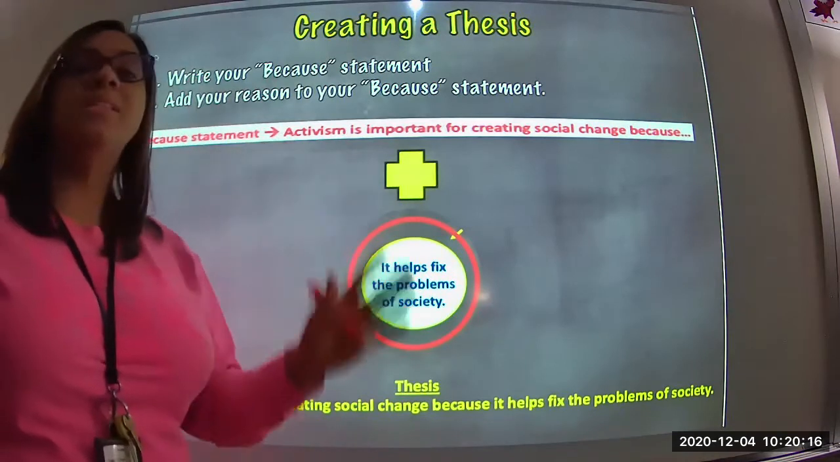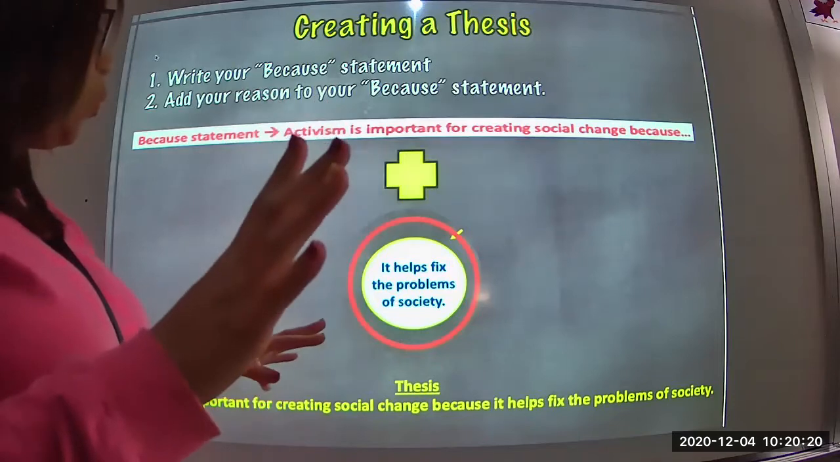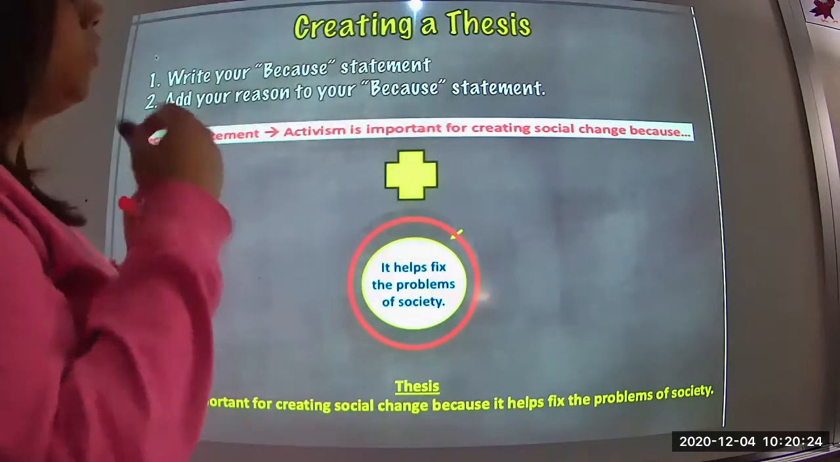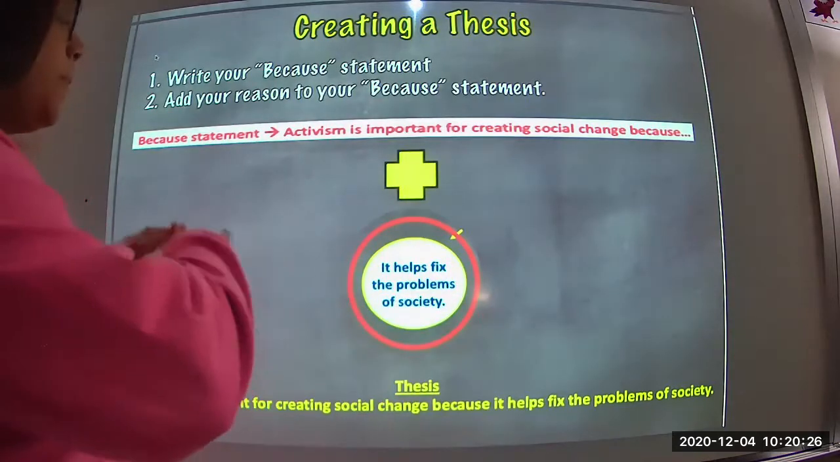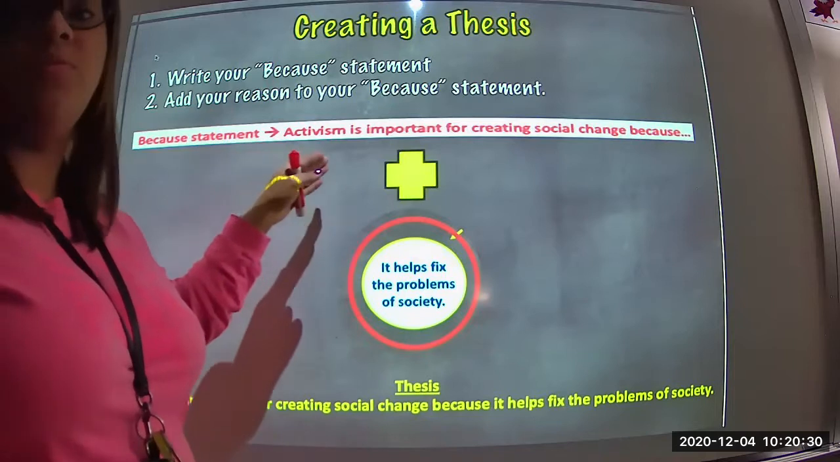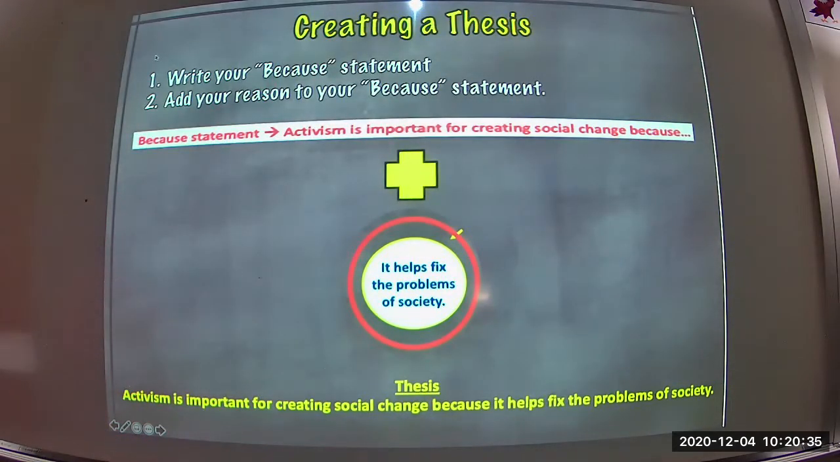You have to keep it simple. It's only one sentence. Remember that, because some people want to explain everything in the thesis, and it's not like that. That's what I've seen with some of my students. So that thesis statement, keep it simple. What do you believe and why? It's nice and it's clear. So we know exactly that the paper is going to be talking about how activism helps fix problems in society.